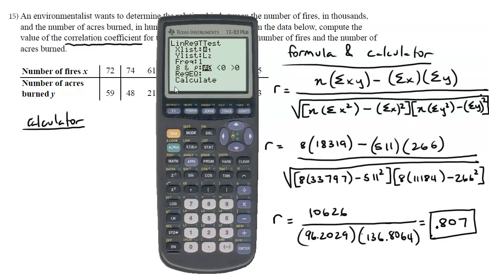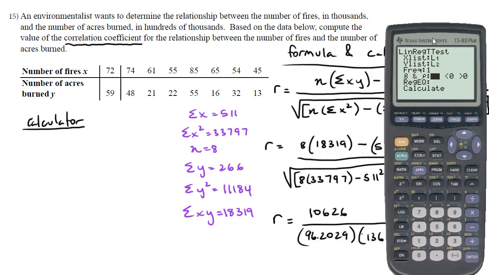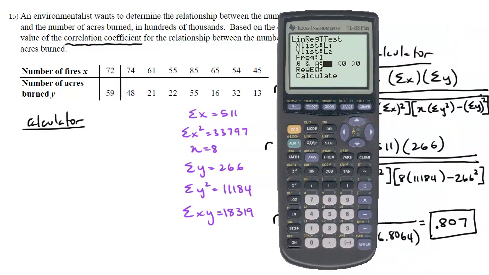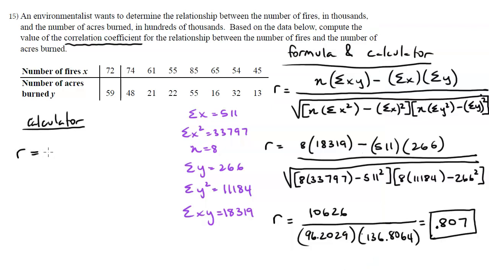L1, my X values, L2, my Y values, the frequencies are all 1. I don't really know what my null and my alternative hypothesis is going to be, so I'm just going to leave that alone and go to calculate. Gives me the t-test value, my p-value, degrees of freedom. But if I keep going down, it gives me R. Just like that, 0.807, which is exactly what I got when I did my calculation. So using the calculator, we also get R is 0.807.